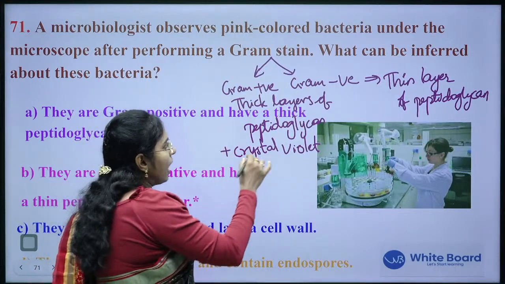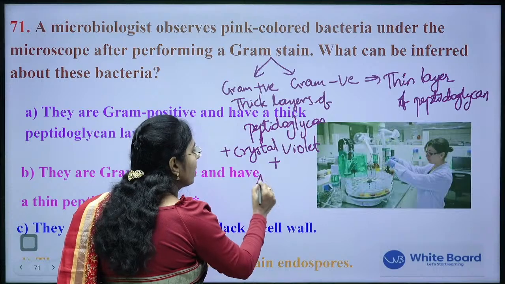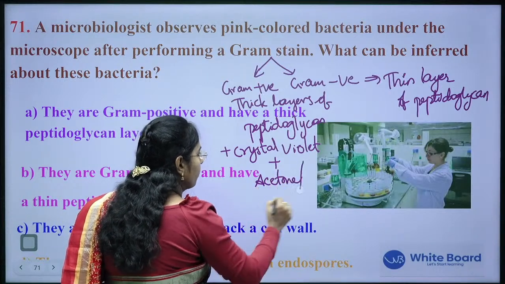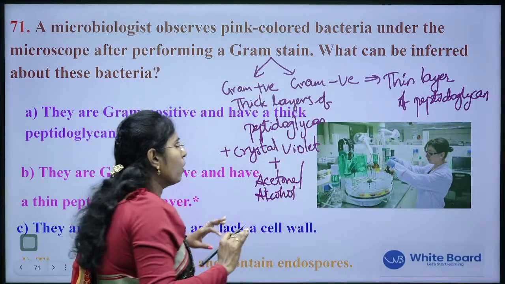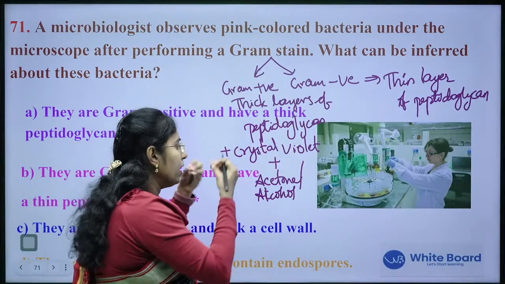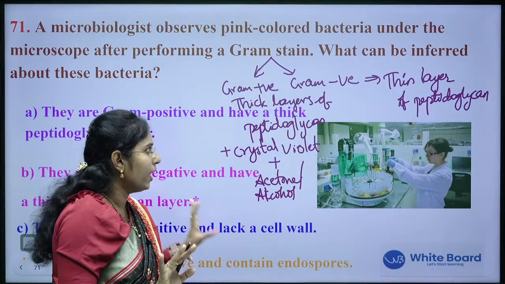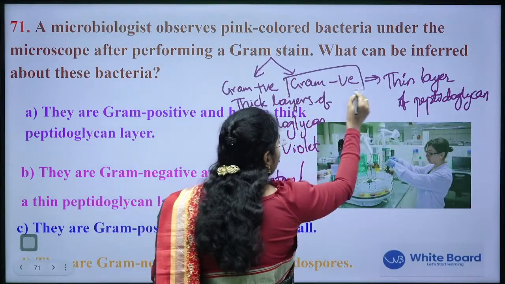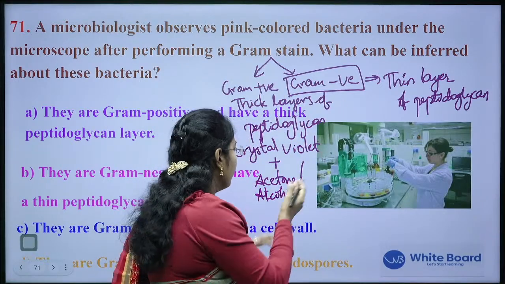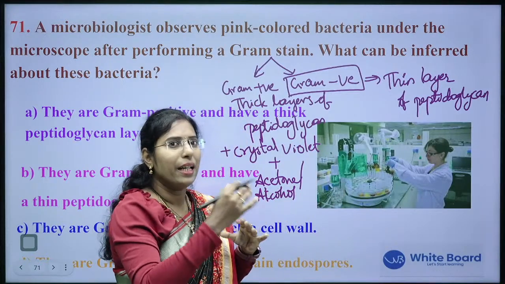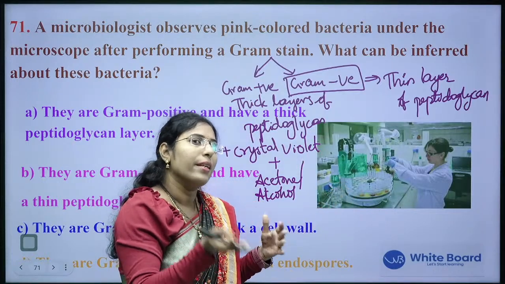Done. For a gram negative bacteria, in the next step you will wash this with either alcohol or acetone. What happens when you wash it with alcohol? If it is a gram positive bacteria, even if you wash it, it will retain the crystal violet color. So it won't have any issue. Whereas with gram negative bacteria, if you add crystal violet and then add alcohol, the alcohol will immediately dissolve the peptidoglycan layer.